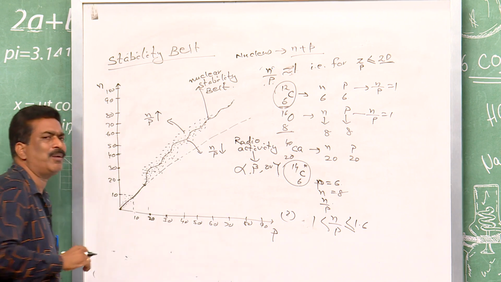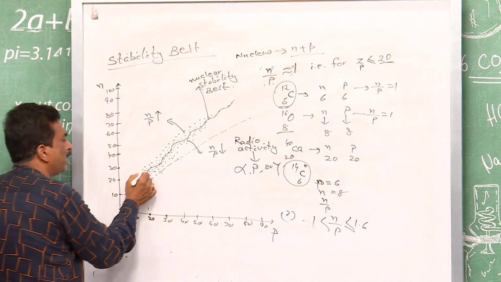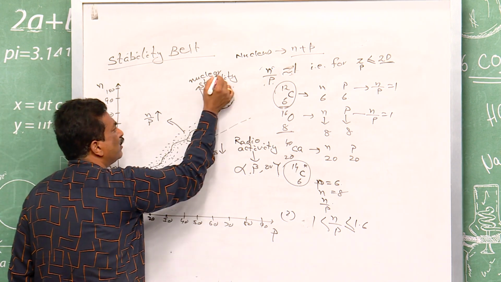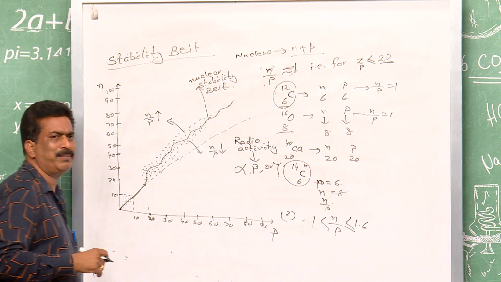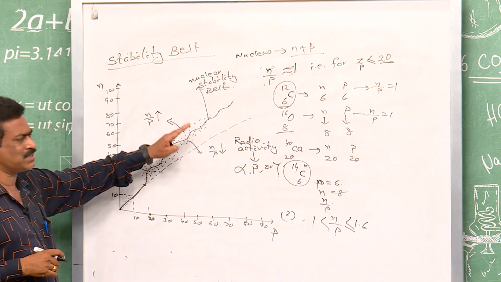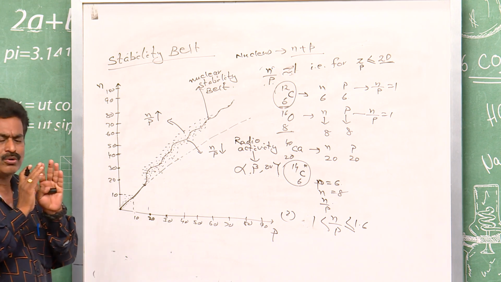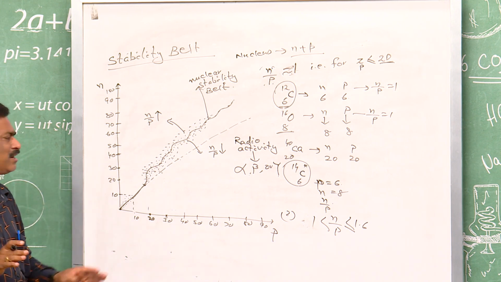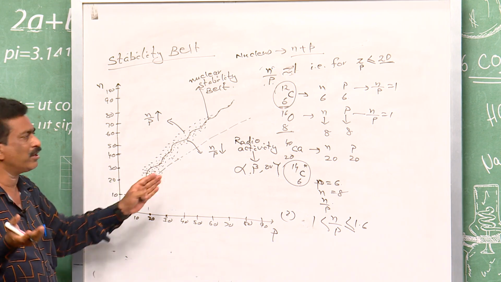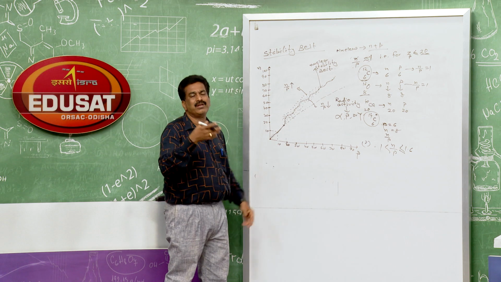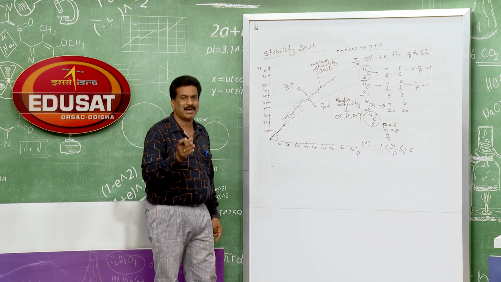That is not completely a line, it may look like a curve. That one is known as the nuclear stability belt. So for those within the nuclear stability, there is no question of disintegration, but those who are not in the nuclear stability, the nuclear disintegrations will happen.